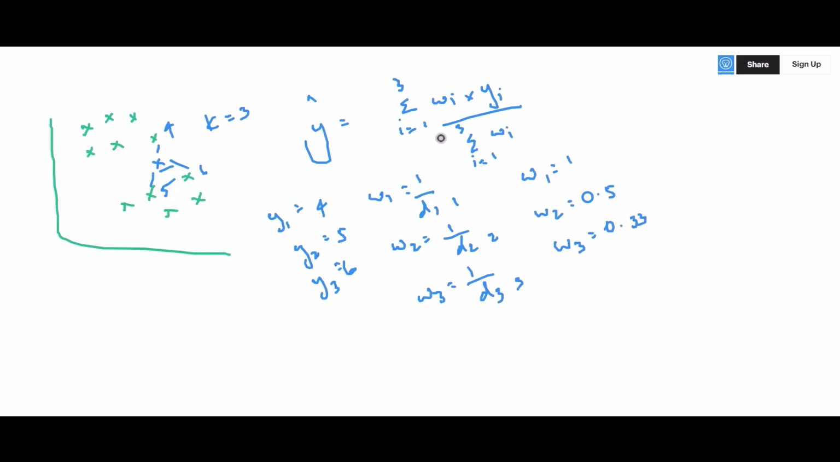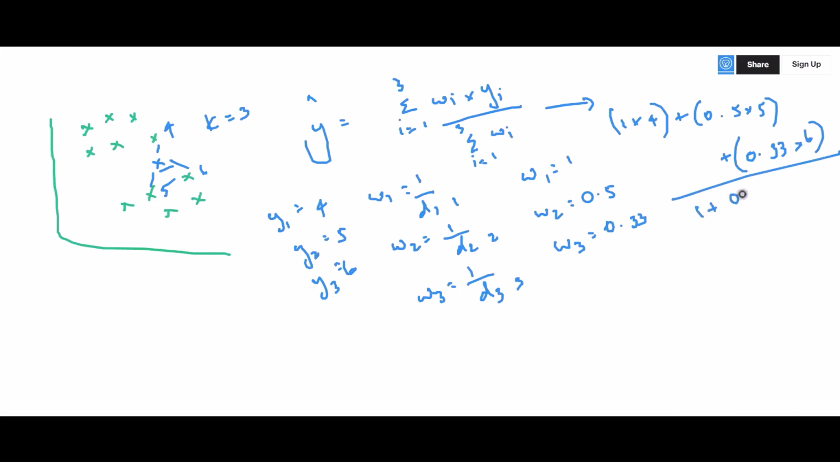Applying these values to the equation, we get 1 into 4 plus 0.5 into the value of y2, which is 5, and the third value 0.33 into 6, divided by the total summation of the weights, which will be 1 plus 0.5 plus 0.33. This equation gives us the value of y cap approximately equal to 4.63. So this will be our predicted value. This is how we can assign weights to our data points.